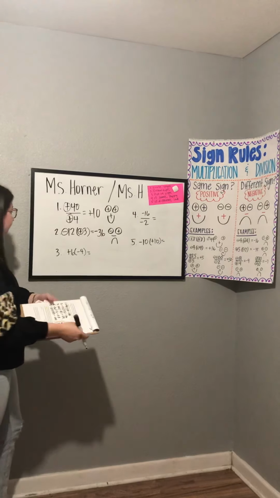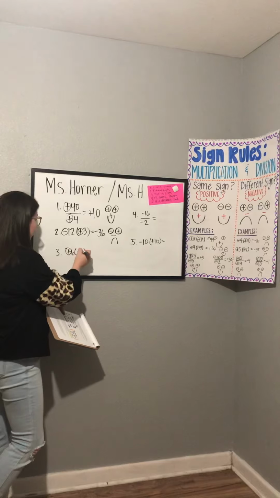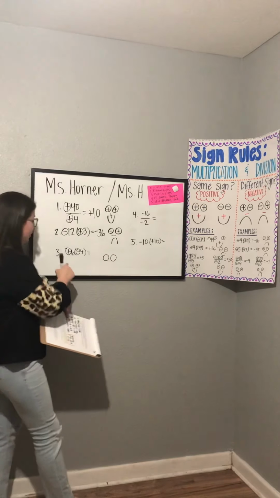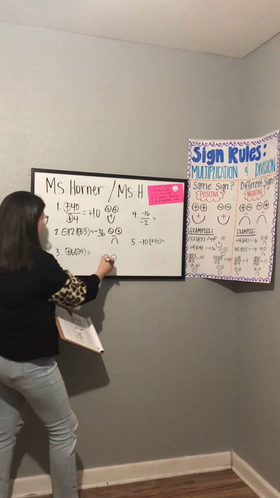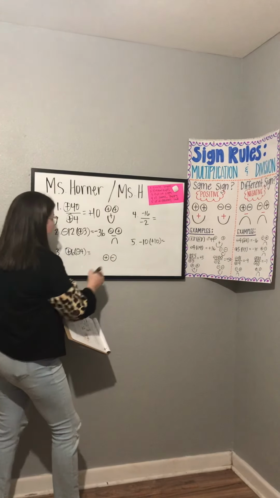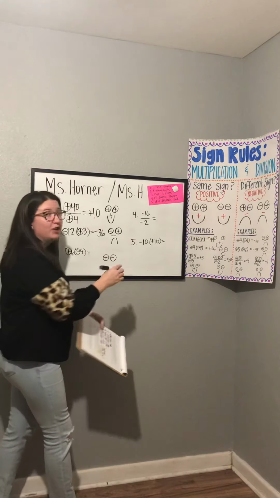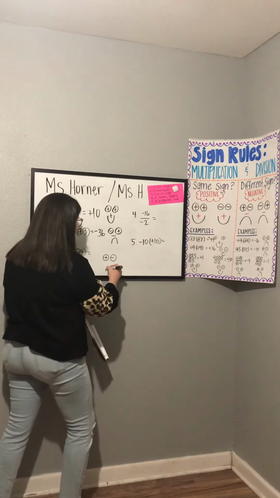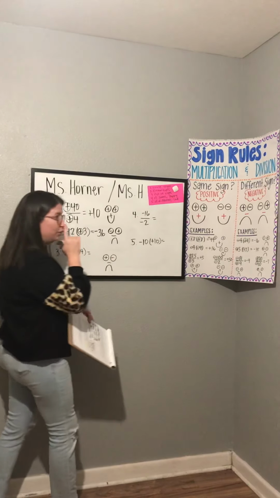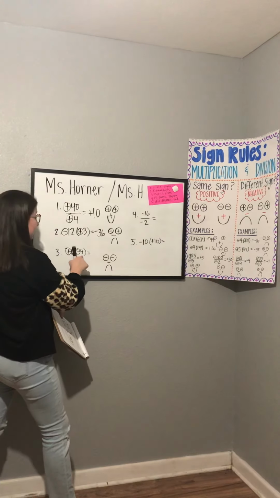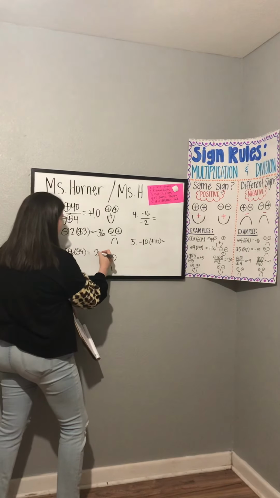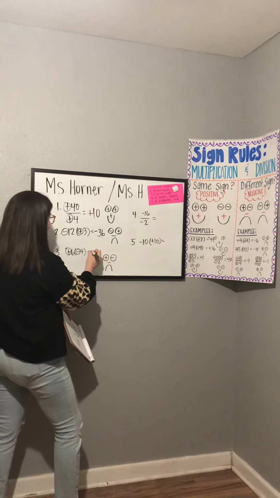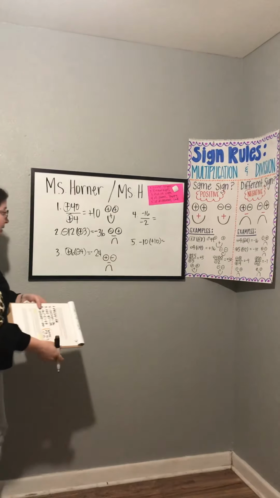Number 3, circle your signs. Draw your eyes. Put your signs in your eyeballs. Now these signs, are they the same or are they different? They're different, so it's going to be a sad face and a minus for the nose. 6 times 4 is 24, and our nose tells us that it will be a negative answer, a negative 24.